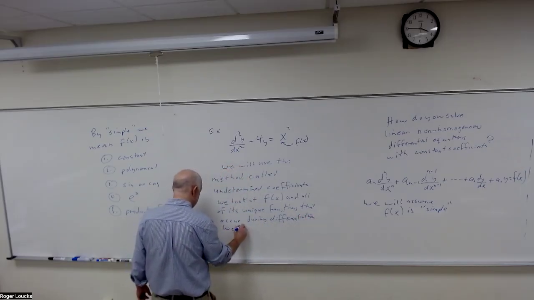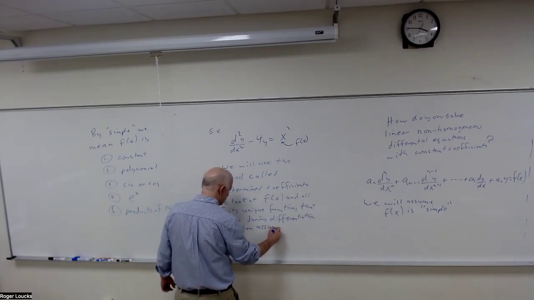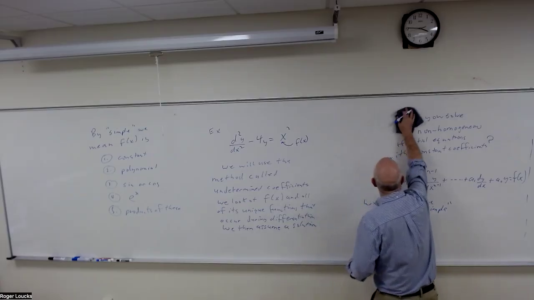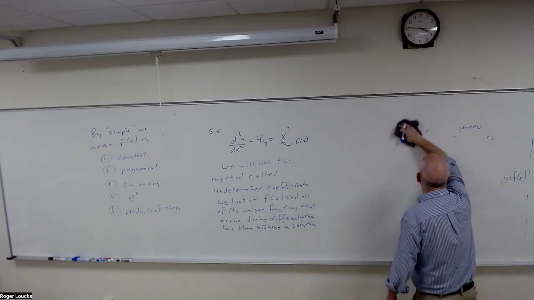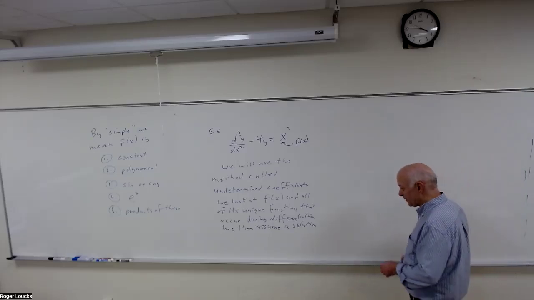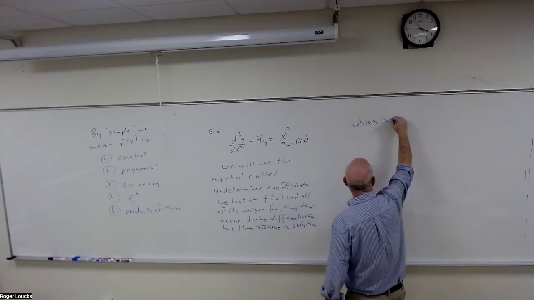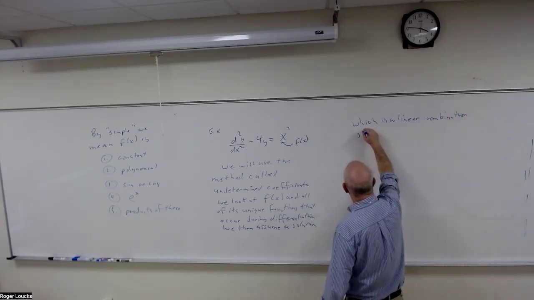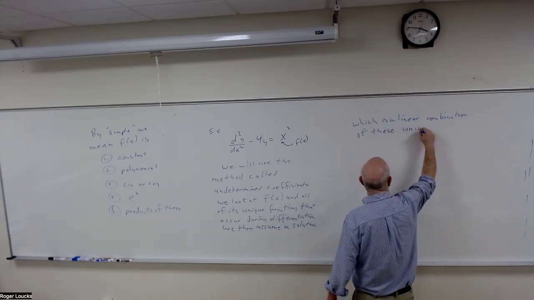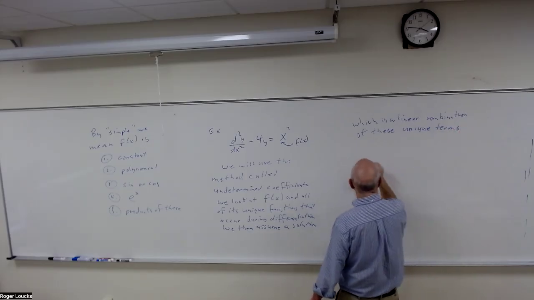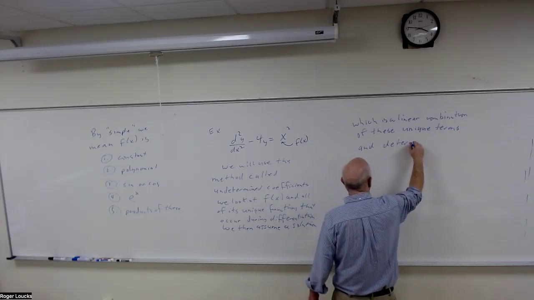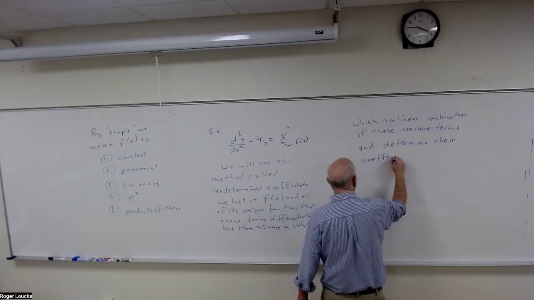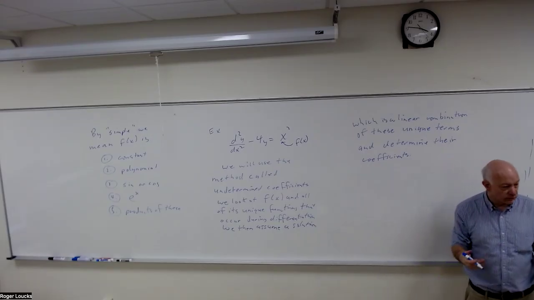We then assume a solution which is a linear combination of these unique pieces, these unique terms, and determine their coefficients. Okay, so we're going to do a whole bunch of examples.